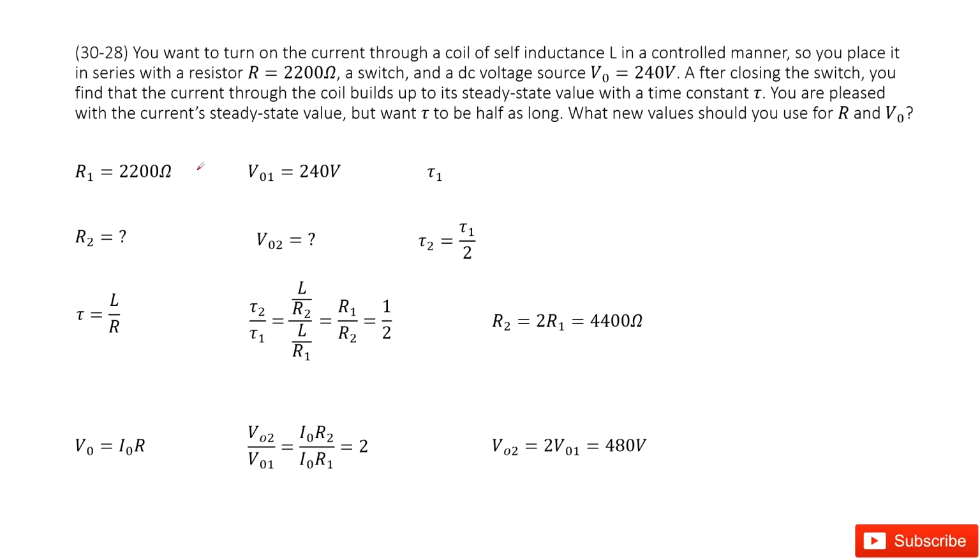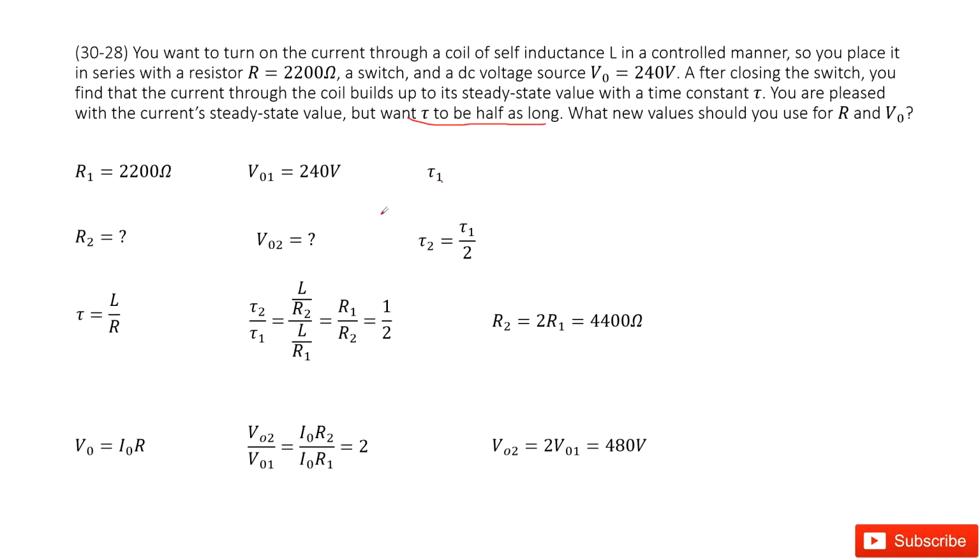In the initial state we have R1, and the initial battery is 240 volts, and the time constant we mark as tau 1. Okay, and in the final state we change to R2, and the battery we call V02. What we change is we want the tau to be half as long. So that means in the final state tau 2 equals half of tau 1. Agree? So these are the given quantities.